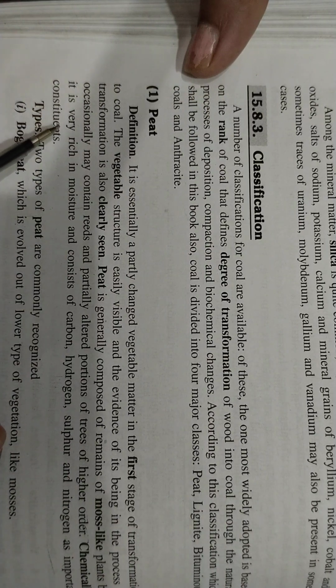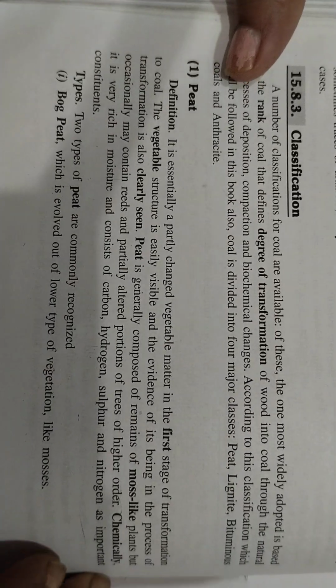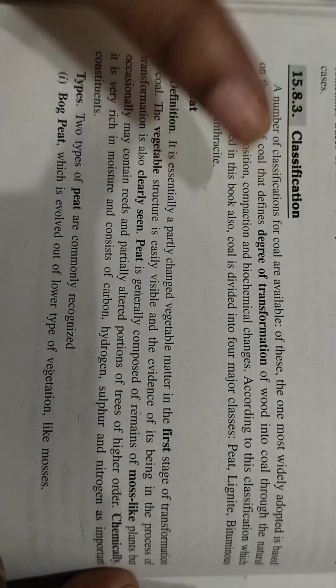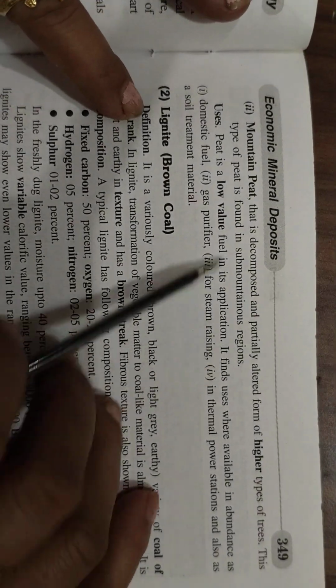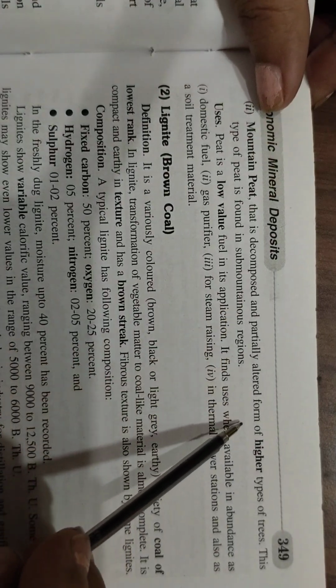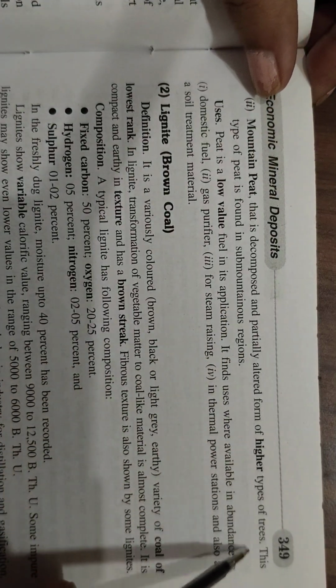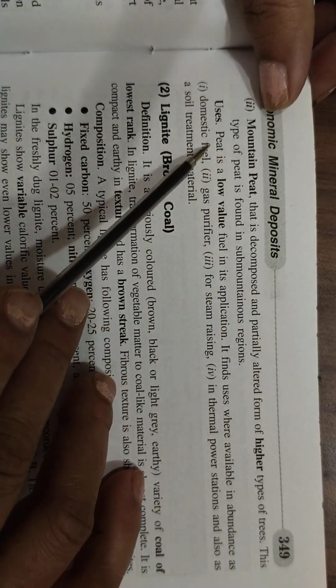Chemically, it is very rich in moisture and consists of carbon, hydrogen, sulfur, and nitrogen as important constituents. Two types of peat are commonly recognized: bog peat, which evolved out of lower types of vegetation like mosses; and mountain peat, that is decomposed and partially altered forms of higher types of tree. This type of peat is found in sub-mountainous regions.